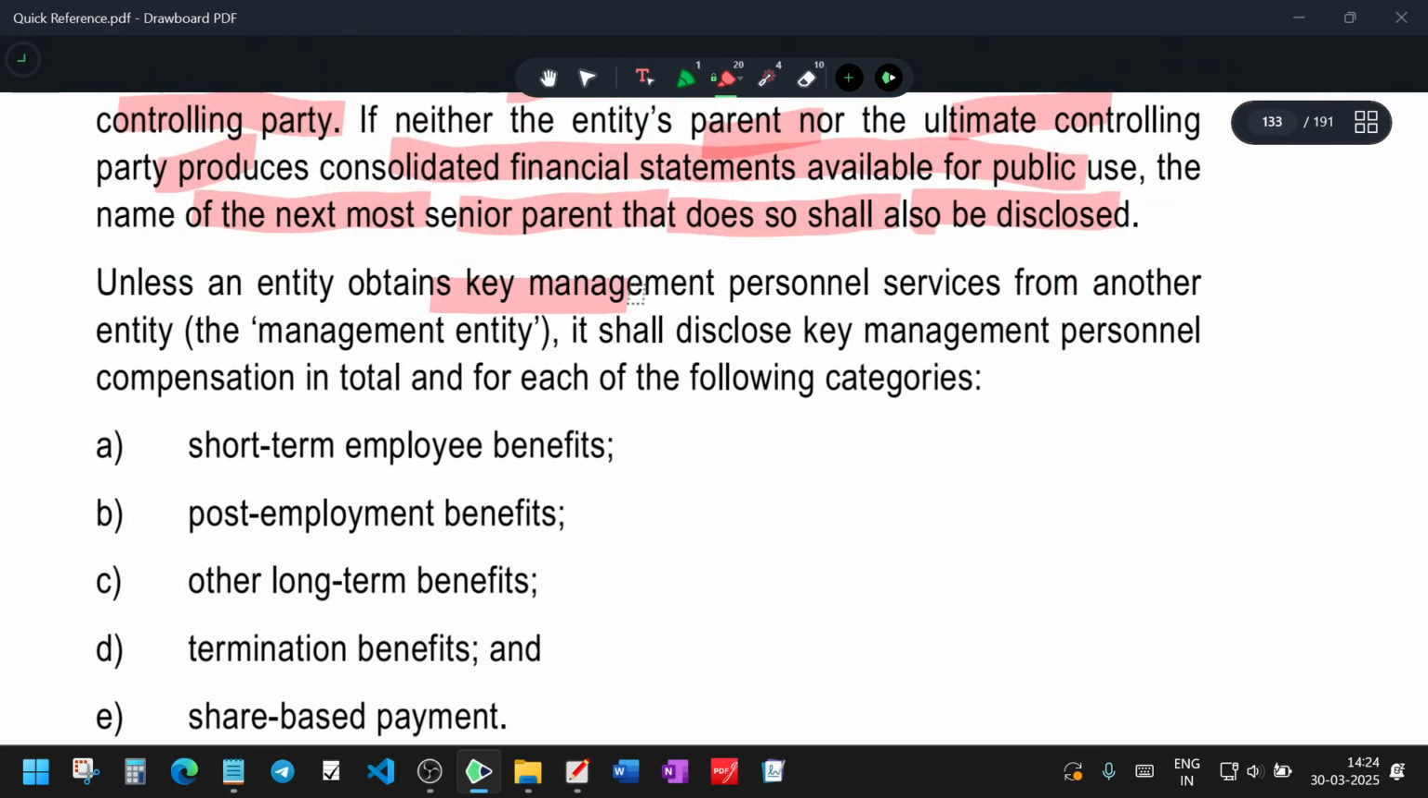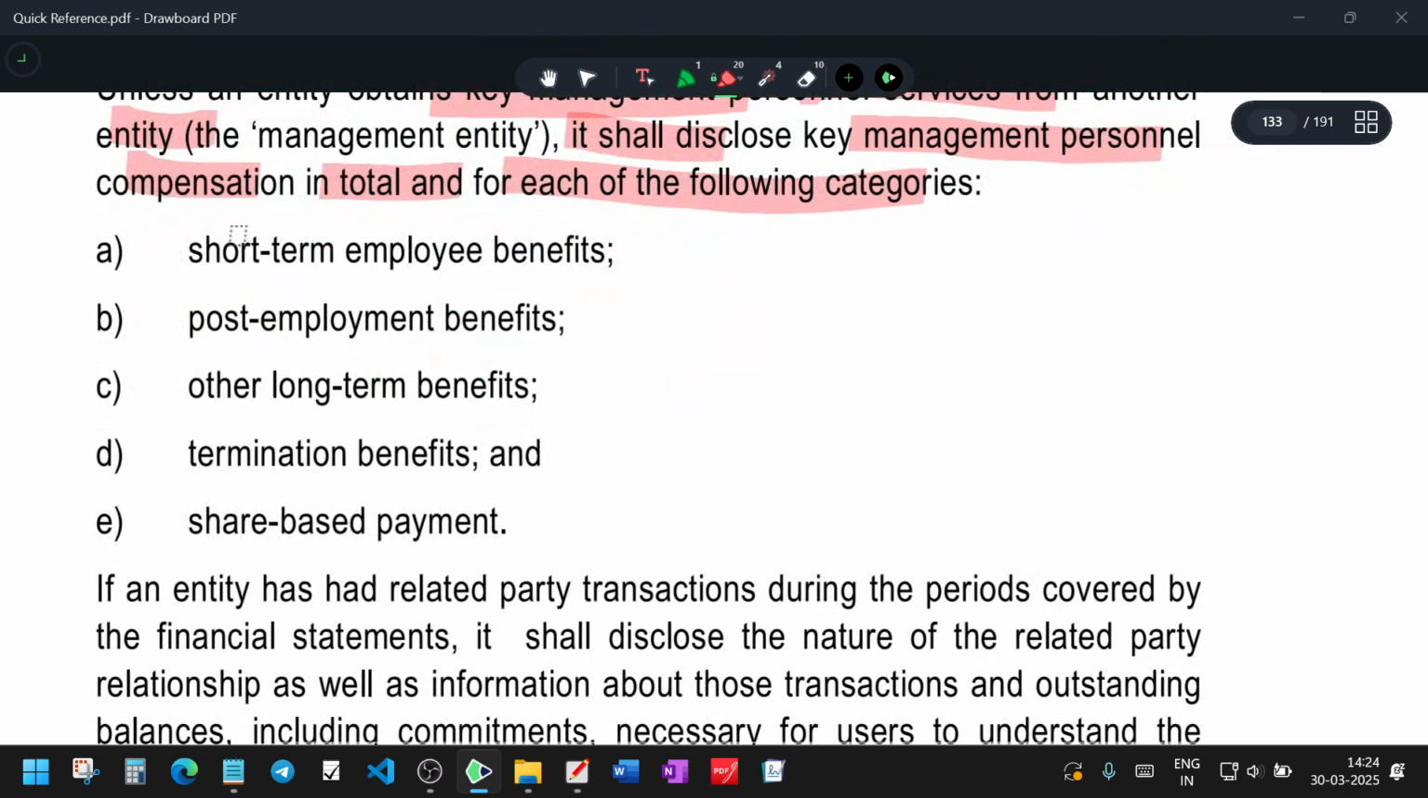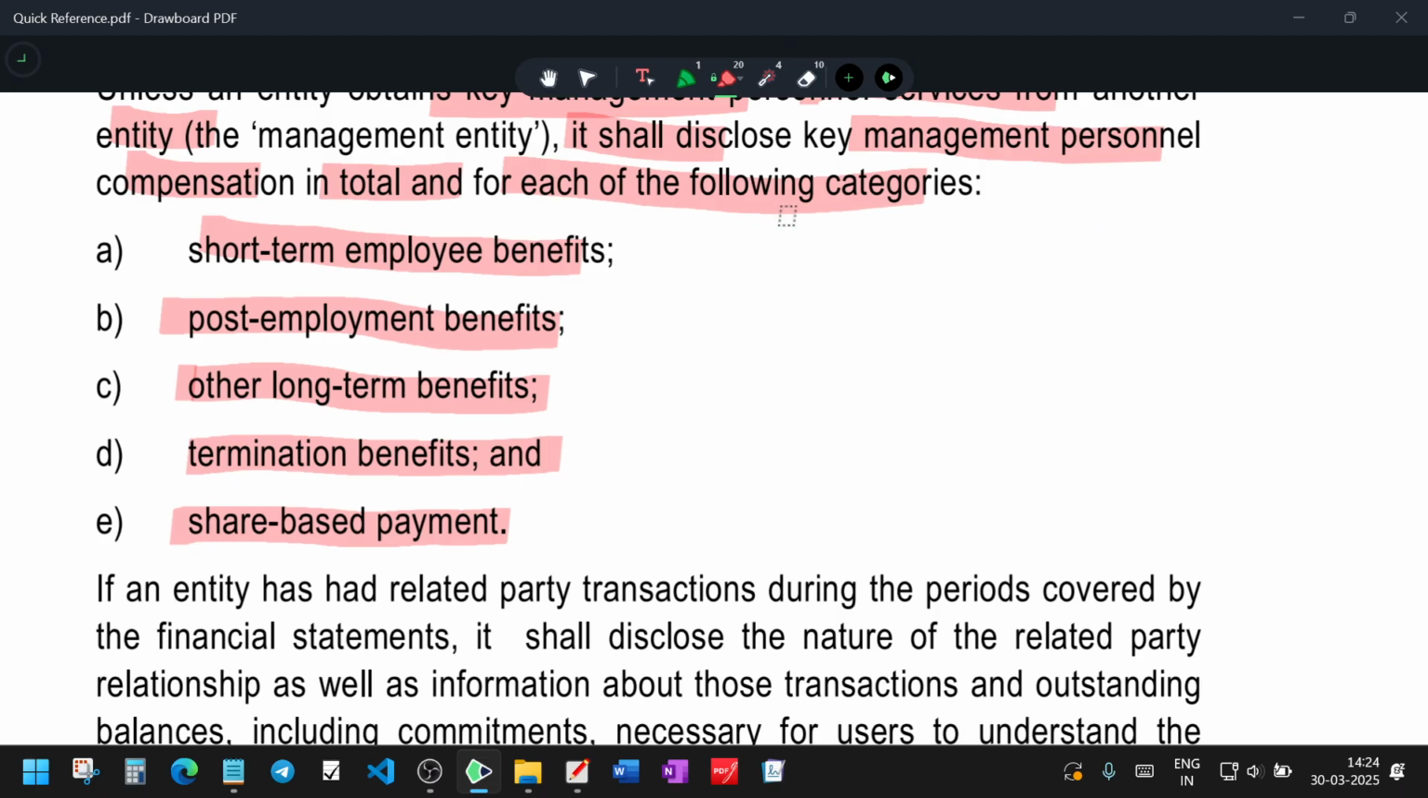Unless the entity obtains key management personnel services from another entity, it shall disclose the key management personnel compensation in total and in the following categories: short-term employee benefits, post-employment benefits, other long-term benefits, termination benefits, and share-based benefits. So these are the benefits given to key management personnel, the compensation, everything they should give publicly.